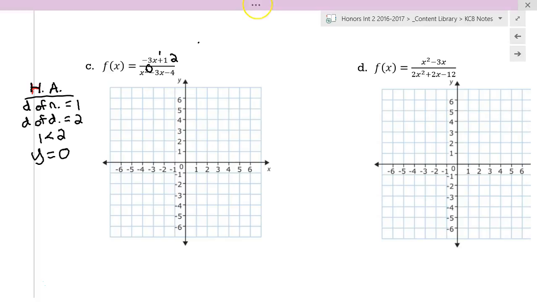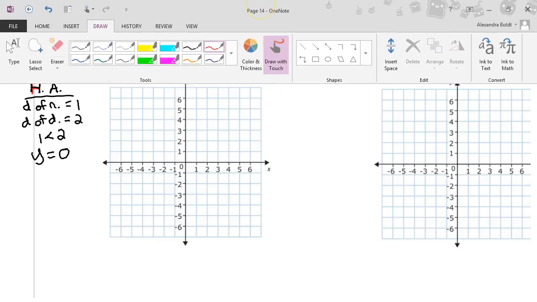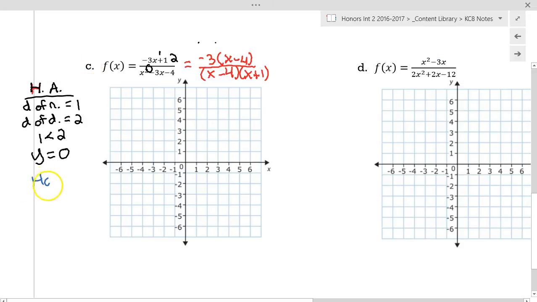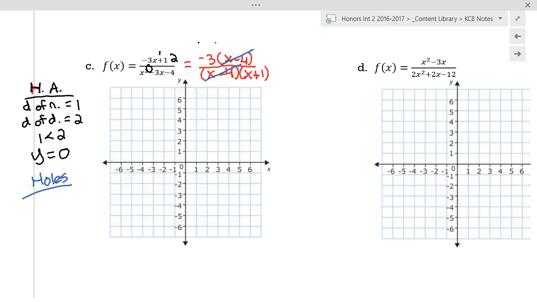Now, before I do horizontal asymptotes or vertical asymptotes, I need to factor. So I'm going to pull out a -3. I'm left with x minus 4. Then on the bottom, I'm just going to factor, multiply to -4, add to -3. That's x minus 4, x plus 1. So, looking for holes. Anything that cancels out, I have an x minus 4 and an x minus 4.